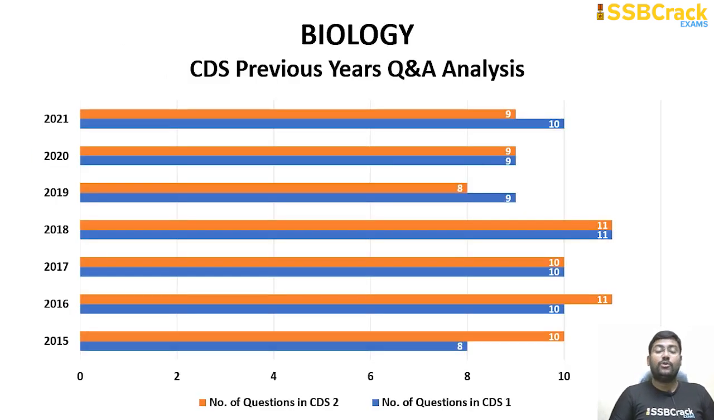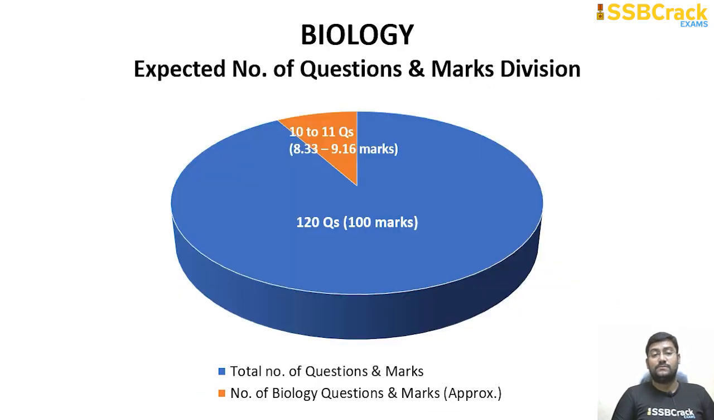So moving towards biology, biology can also fetch you somewhere around 9 to 10 MCQs. Consistently in the past years also, you can see 9, 10, 11 questions have been asked from this section. So going through the same trend, you can expect somewhere around 10 to 11 questions coming from the biology section also, which can easily fetch you somewhere around 8.33 to 9.16 marks.